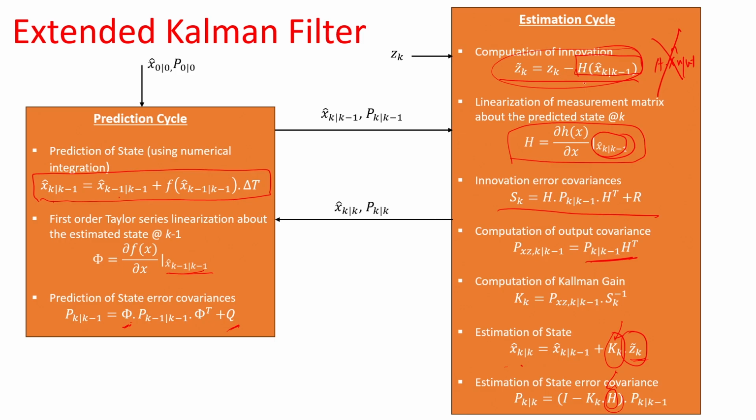I have used the nonlinear function only, because if I use the linear value, my innovation will be erroneous and that will impact my estimation. The same thing applies here: if I use, say, A into x k minus 1 given k minus 1, it will have a negative impact on your estimation. So we won't use it; we will use simple numerical integration. This is the only thing you need to keep in mind, the rest are all Kalman filter. So this is all about your extended Kalman filter.